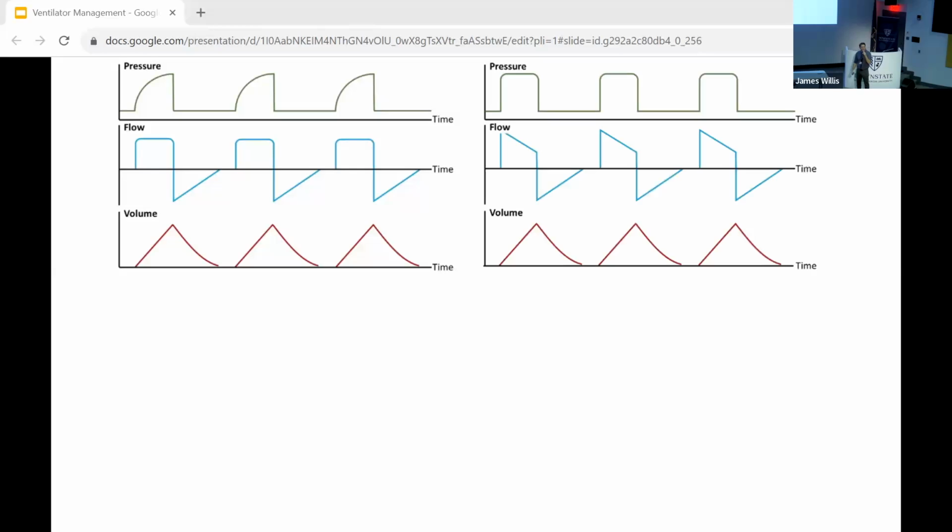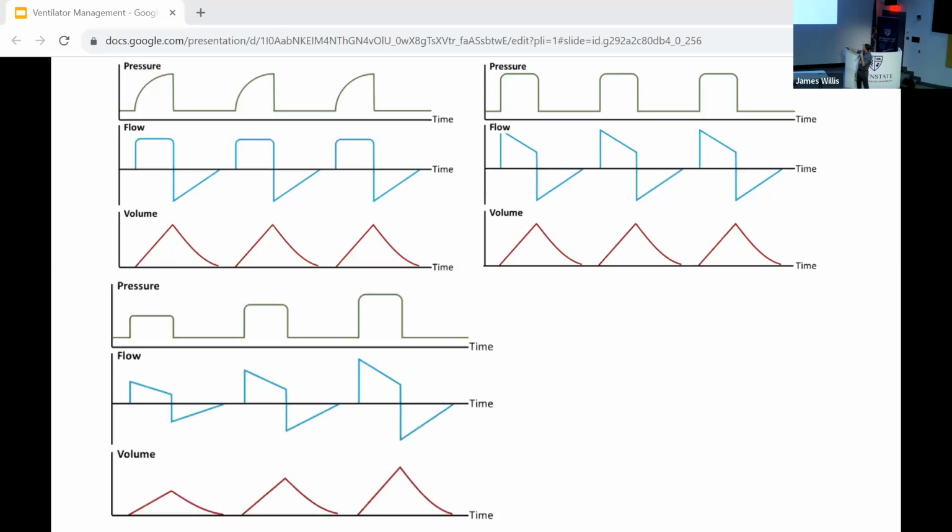Okay, what is this? Why? It's a square waveform pressure, so it's constant. You're controlling for that with a decelerating flow, and the variable is going to be the volume.